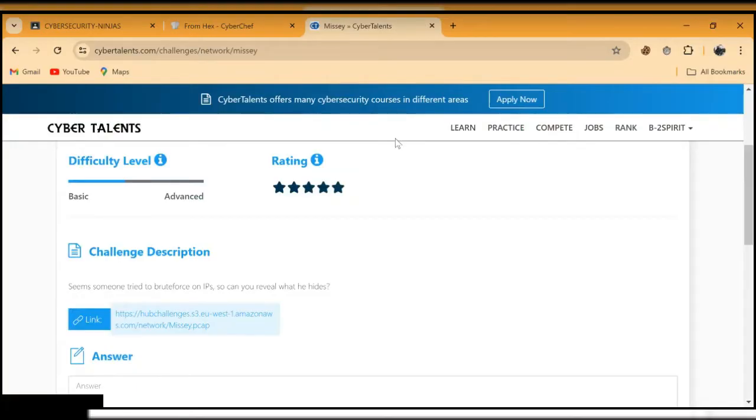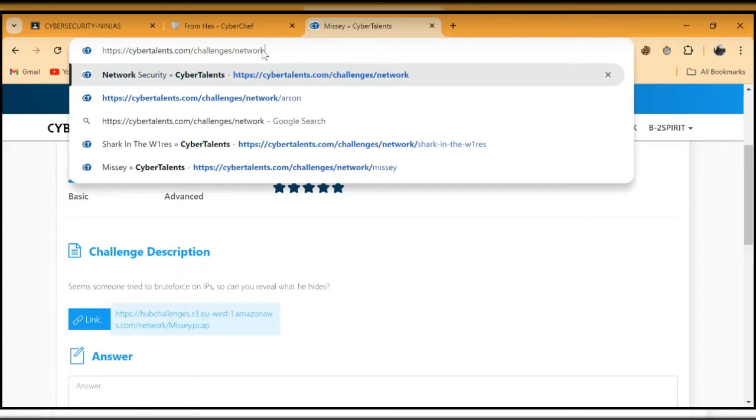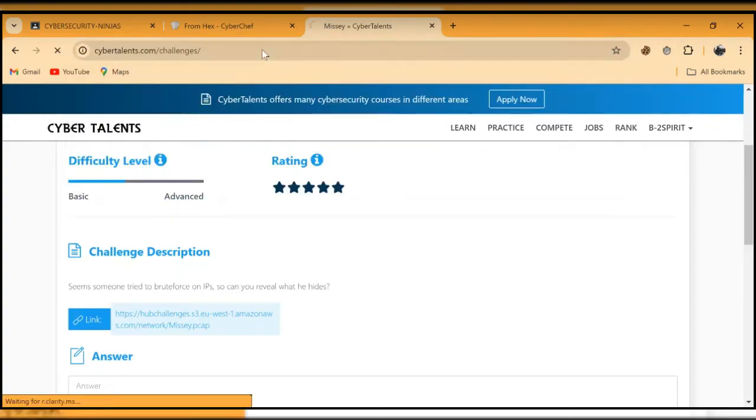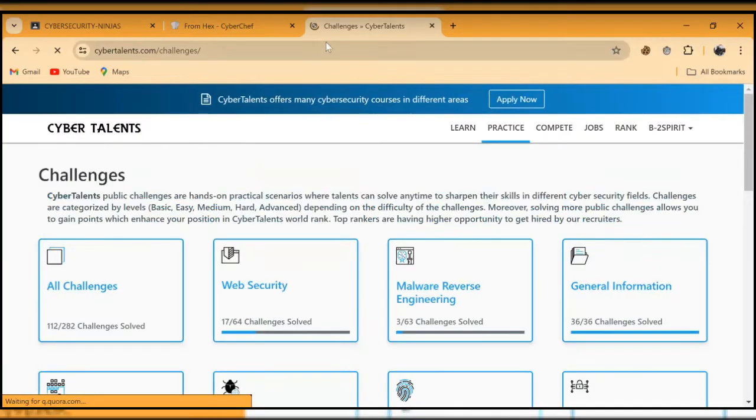Now let's go and see. You can adjust this URL. Take away this MyC, take away this network, then press enter. Good. Now we are on cryptography. So let's check out this cryptography once it finishes loading.